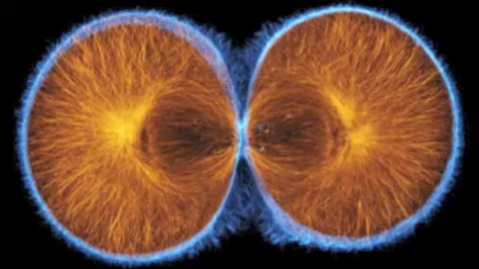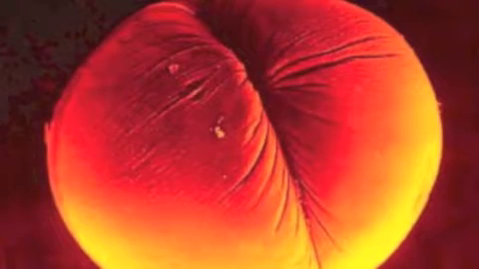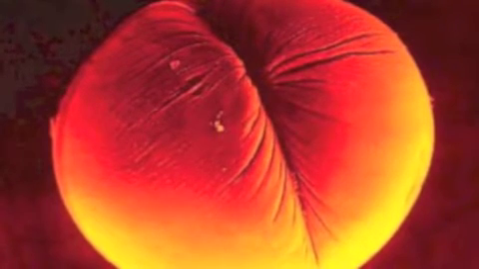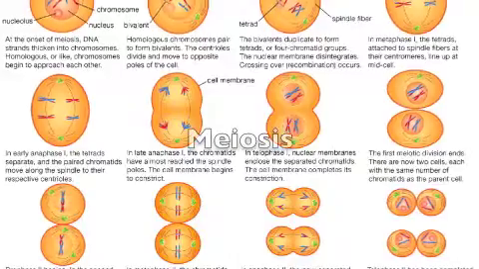Cytokinesis. The division of the cytoplasm is usually well underway by late telophase, so the 2 daughter cells appear shortly after the end of mitosis. In animal cells, cytokinesis involves the formation of a cleavage furrow, which pinches the cell in two.